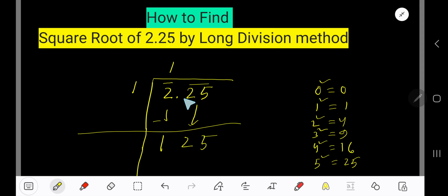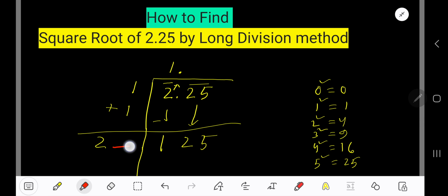Before this pair there is a decimal. The decimal must come to the quotient directly. Since you have placed the digit 1 here, the same digit will come under this divisor, and you need to add 1 plus 1, which is 2.